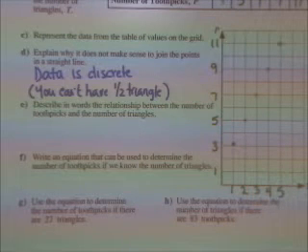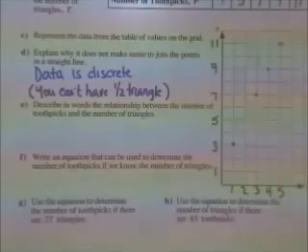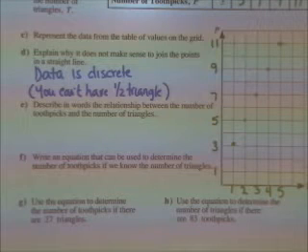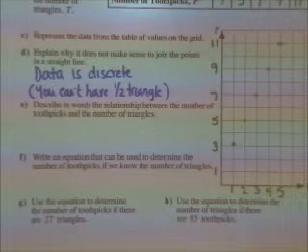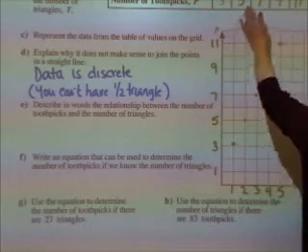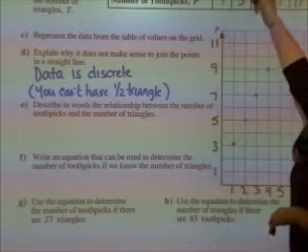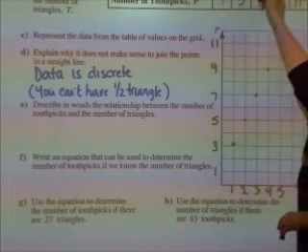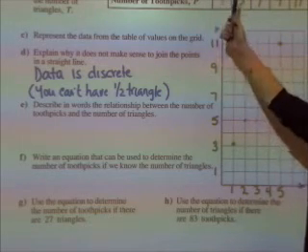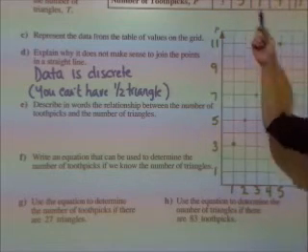So part E says write or describe in words the relationship between the number of toothpicks and the number of triangles. So not going this way. We're not saying that the number of toothpicks increases by 2 each time. What I want to know is what's the relationship from the triangle to the toothpicks. So in other words, how can I go from 1 to 3, 2 to 5, 3 to 7, 4 to 9, 5 to 11?